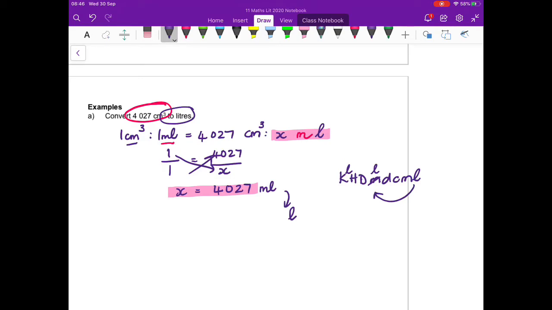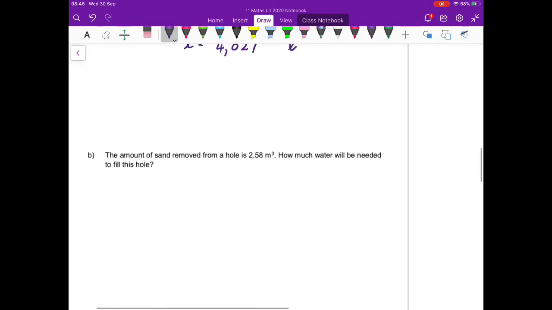So milliliters to liters, going to the left, I'm dividing. So I've got 1, 2, 3 bunny hops. Put a 1 in front, so I divide by 1,000. And if you do it on your calculator, or my comma would be here, I could go 1, 2, 3. So X equals 4,027 liters. Remember, if they said to the nearest liter, it would be 4 liters.